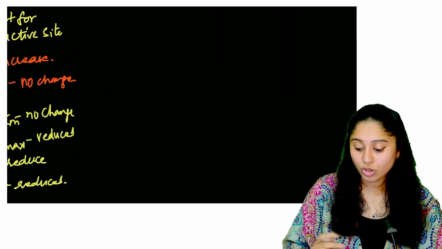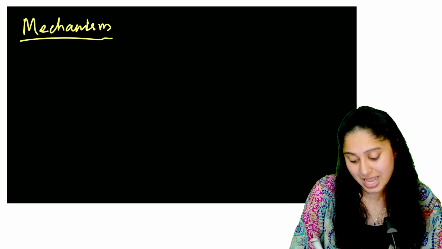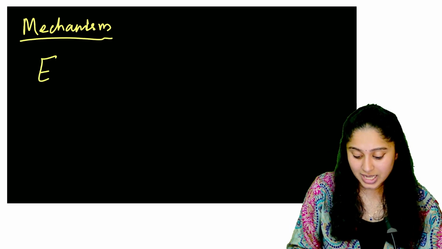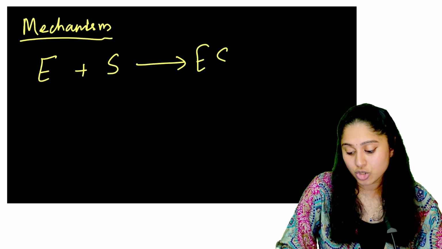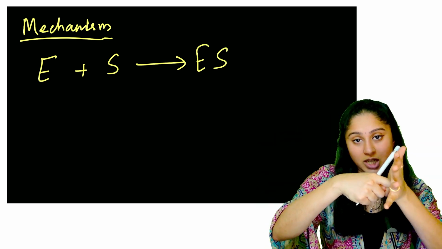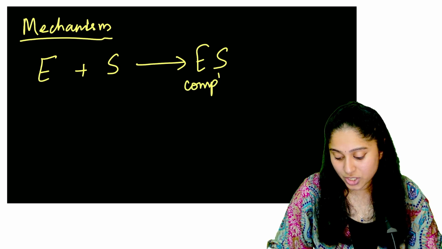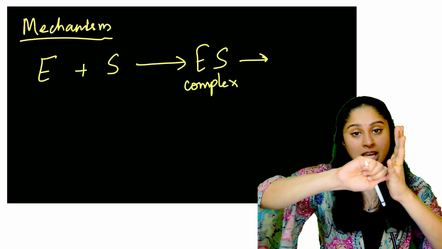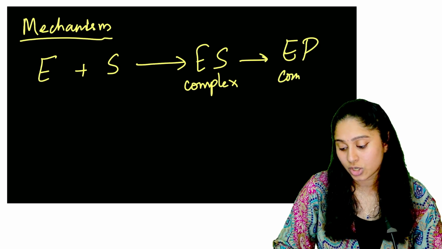Now if you look at the mechanism by which this enzyme catalysis happens, it is very simple. You have an enzyme and then you have a substrate. Like a lock and key model, they will bind to each other and form an enzyme substrate complex. Now this enzyme substrate complex is like a lock and key. So you open the key, and now it will form an enzyme product complex.